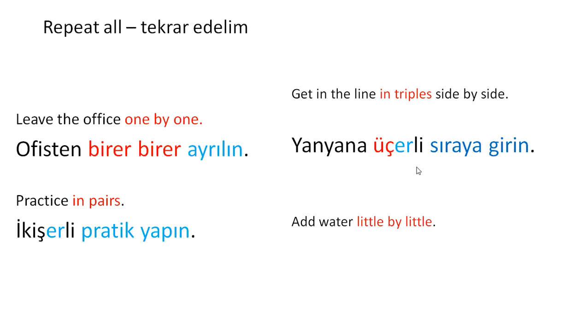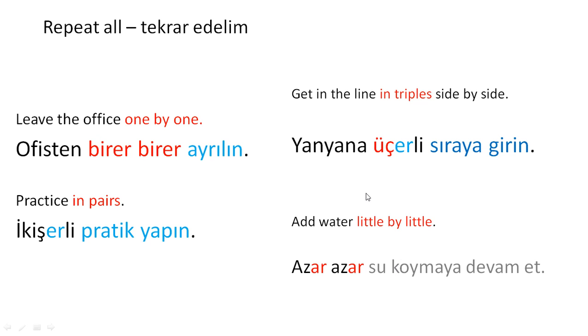Alright, now let's see the last example: add water little by little. Azar azar su koy. Well, here again, I didn't put keep adding water. So here the meaning should be azar azar su koy. Su ekle, or you can say su ilave et. I didn't put the word here, I will write it in the comments section, this example.